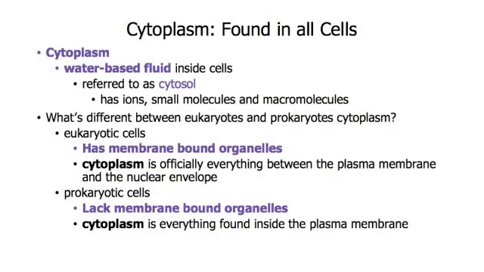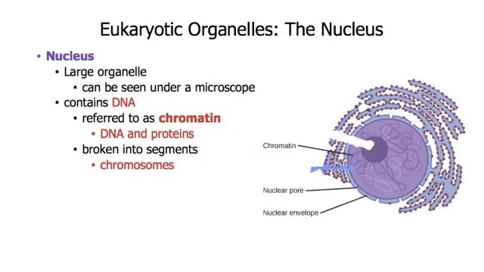Moving on to cytoplasm. Cytoplasm is a water-based fluid inside of all cells. Sometimes it's referred to as the cytosol, and it contains ions, small molecules, and macromolecules. Moving on to the nucleus. The nucleus is bordered by a double membrane called the nuclear envelope. Each membrane of the nuclear envelope is similar in structure to the plasma membrane. Pores in the envelope allow certain materials to pass in between the nucleus and the cytoplasm.